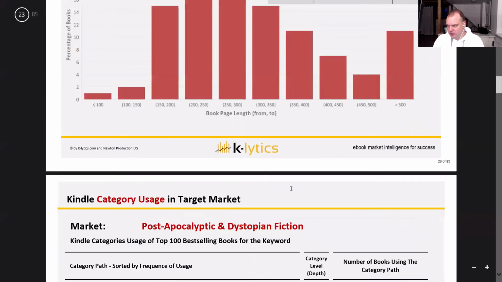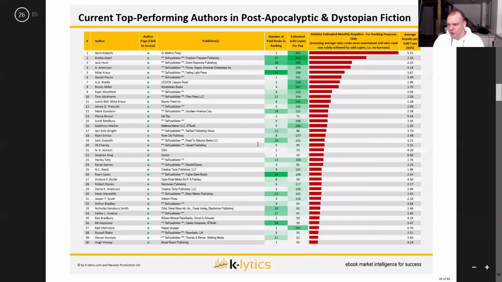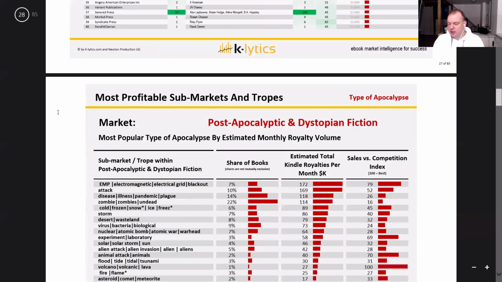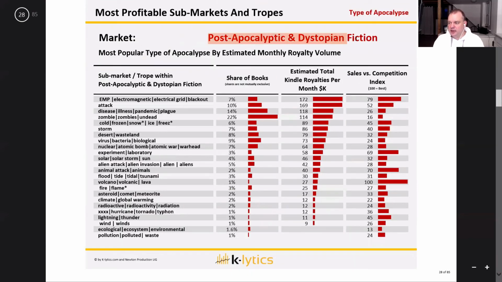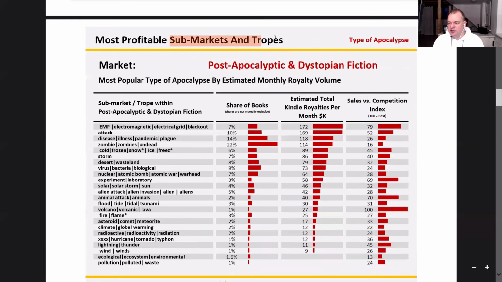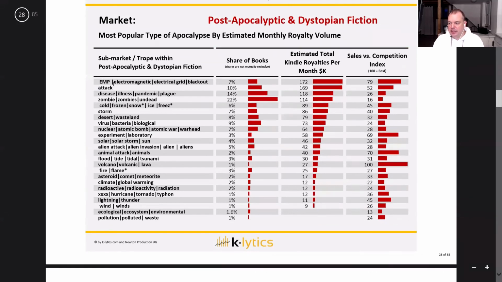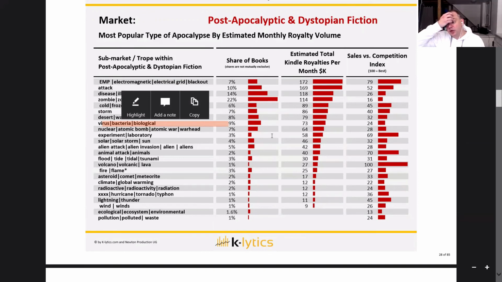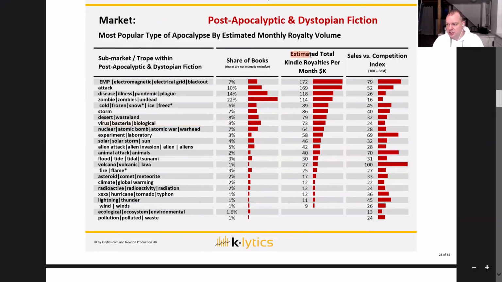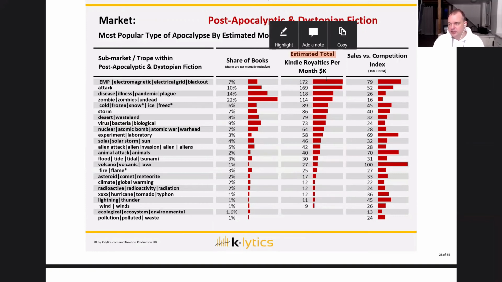And here you mentioned tropes, who are top authors in the segment, top publishers. And here it becomes interesting, because then we usually analyze in a quantitative way submarkets and tropes, looking for books that have mention of, say, EMP, electromagnetic blackout type of books, as opposed to books where the post-apocalypse is some storm or some virus or bacteria, to start ranking these books to see, well, what are actually the tropes that ultimately generate the highest total royalties that are currently being paid out there in the system.